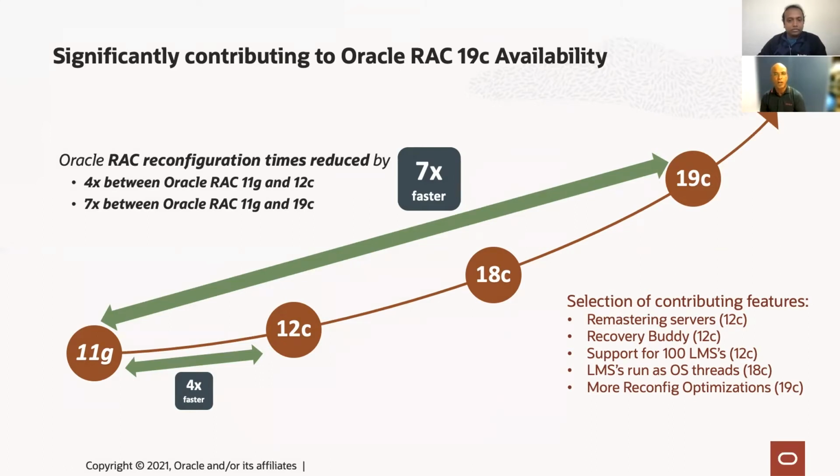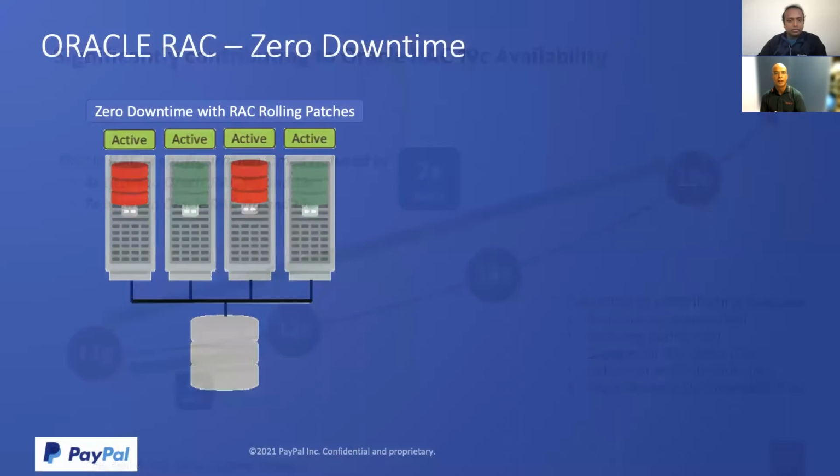Since we are going to talk about reduction in time, let's ask Pramod what are some of the things that they use with RAC, like zero downtime for patching. Pramod, do you have anything to add to this?